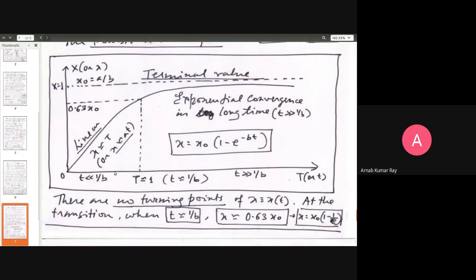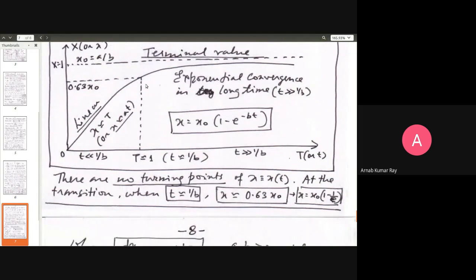Exponential convergence in the long run. And there are no turning points. You can see there is no maximum or minimum for this function here. And the transition from the linear behavior to the terminal behavior is occurring at capital T equal to 1. Before that, you have an approximately linear growth. Beyond that, you'll have a convergence. Let me just end on this point. Give me a minute and I'll finish this.